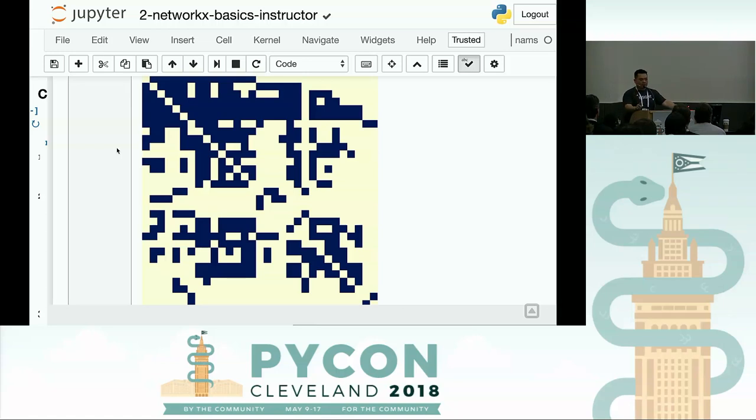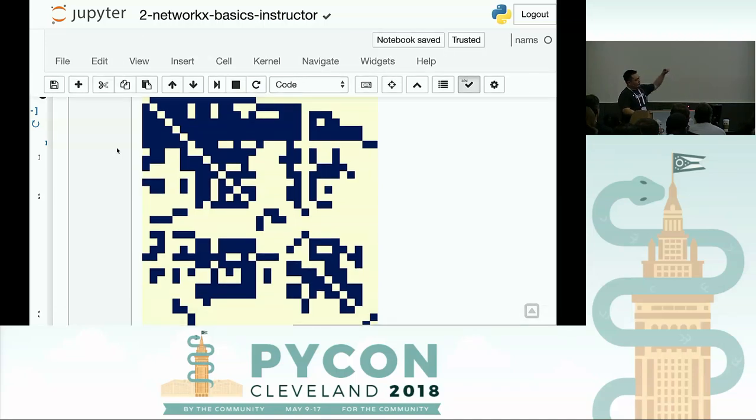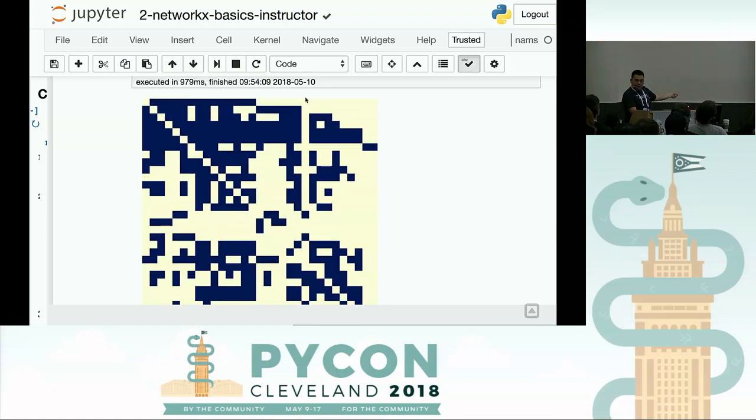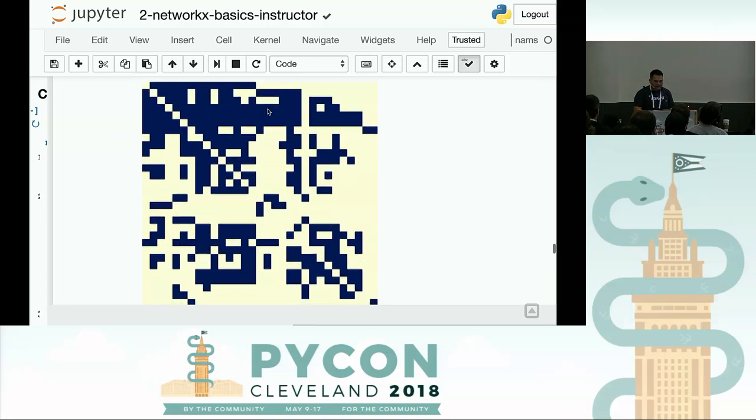One, it's not symmetrical, and that is a property of directed graphs. You are not guaranteed symmetry. So if you have something that is from node to node, source to sink, source node, sink node, if you don't have guaranteed bidirectional edges between pairs of nodes, then it won't be symmetrical. What else is interesting about this graph?